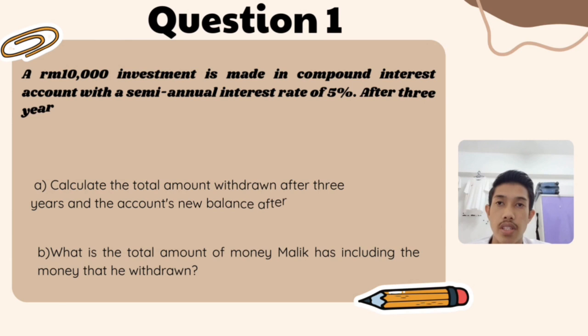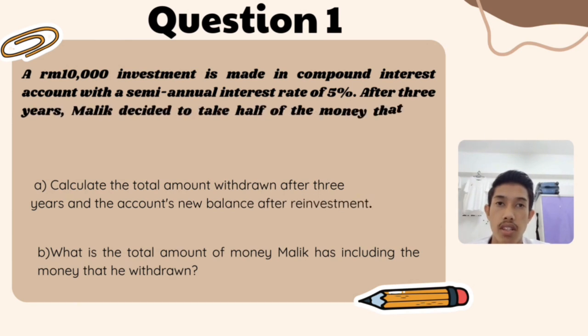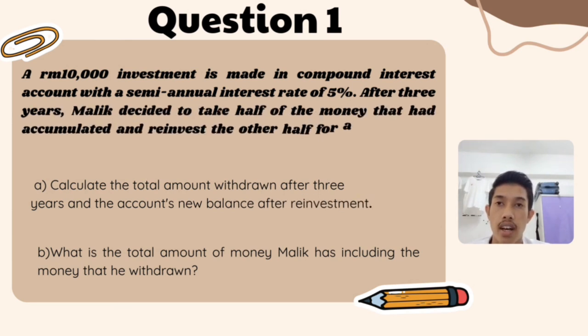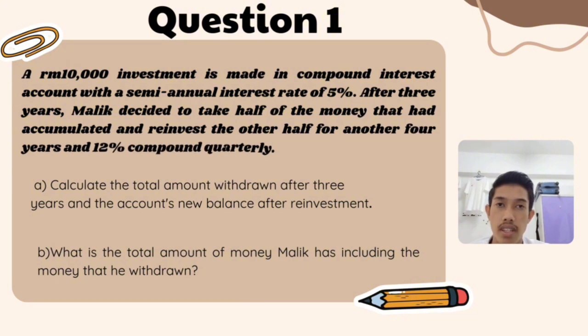A RM10,000 investment is made in a compound interest account with a semi-annual interest rate of 5%. After 3 years, Malik decided to take half of the money that had accumulated and reinvest the other half for another 4 years at 12% compounded quarterly.